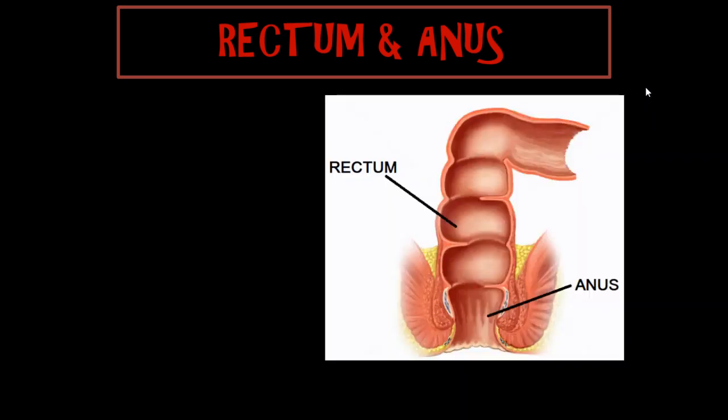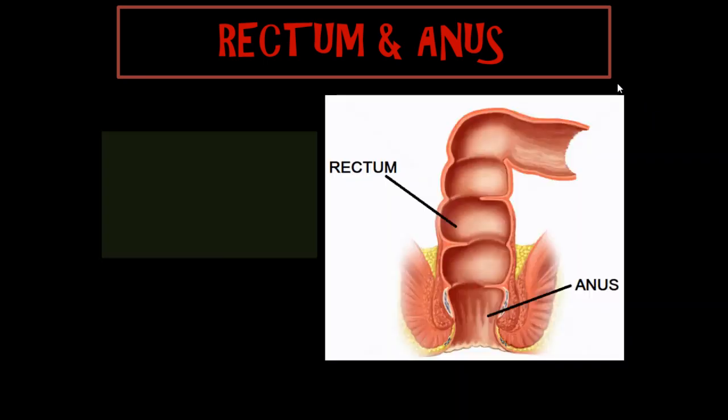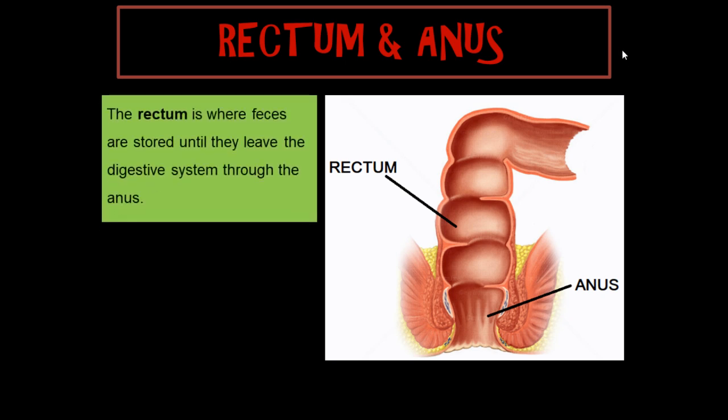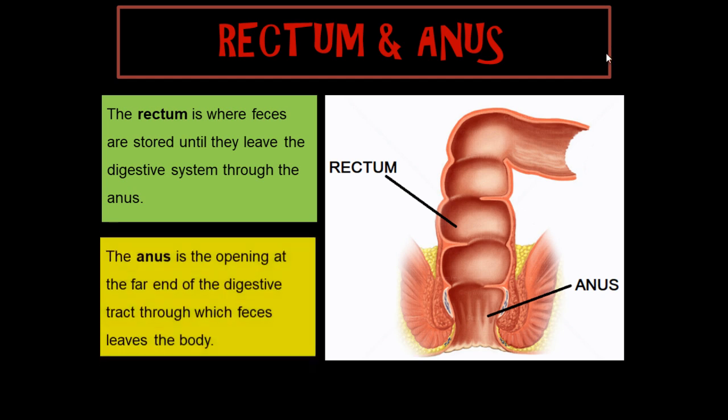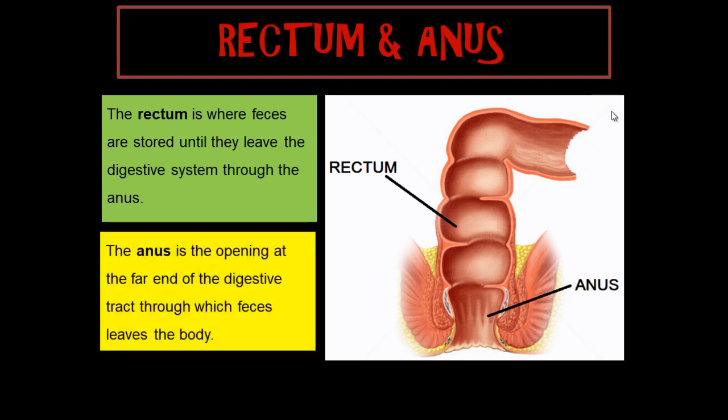Rectum and anus. The rectum is where feces are stored until they leave the digestive system through the anus. The anus is the opening at the far end of the digestive tract through which feces leave the body.